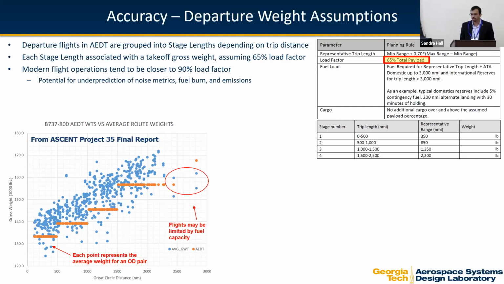So in this plot on the bottom left, we see a bunch of blue and orange dots. Each blue dot represents a single OD pair. And what we're showing there is the great circle distance on the x-axis and the gross weight on the y-axis. And the gross weight has been averaged over all the flights that we had data for that specific OD pair. And the orange is indicating what AEDT would assume the gross weight to be. And as you can see, generally, we're under predicting the weight across all of our different OD pairs.